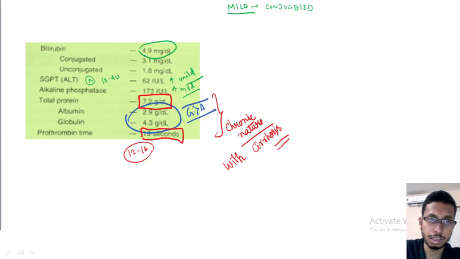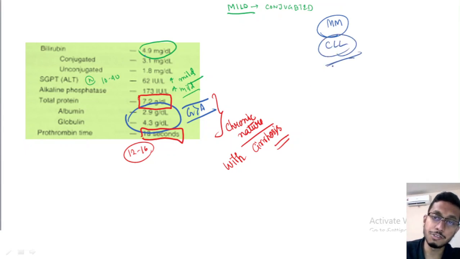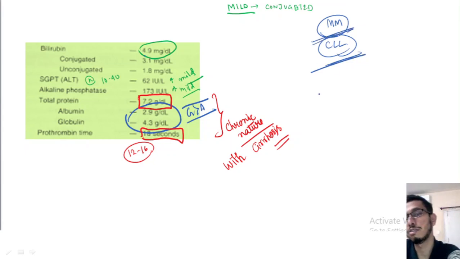the thing that you should keep in mind is that it can be because of multiple myeloma, it can be due to hereditary causes, or it can be due to CLL. So if in any child you ever get globulin level less than normal or very low, please rule out multiple myeloma, please rule out chronic lymphatic leukemia. Okay.